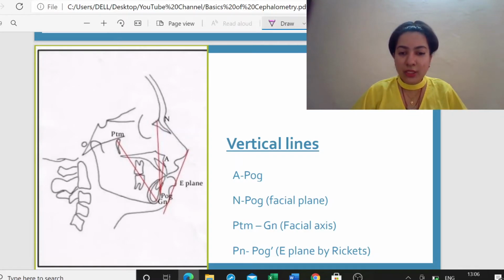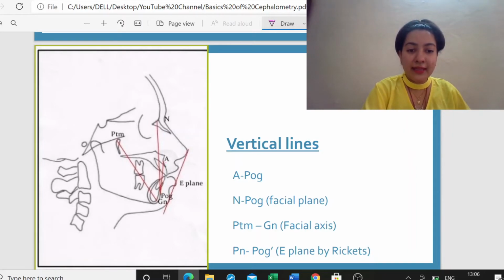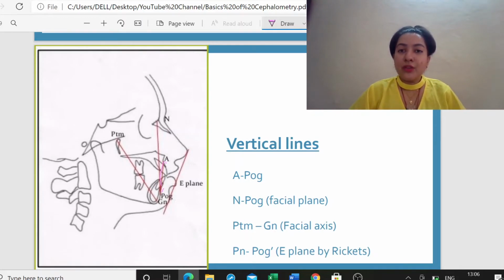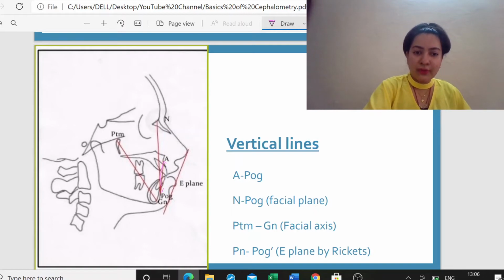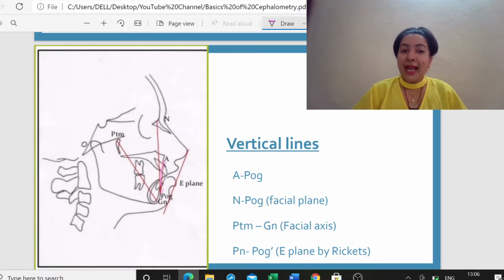The first line which we see over here is an APOG line. APOG meaning point A is used, and if you move down, it touches down to Pogonion. So when two landmarks, that is point A and Pogonion, are used, we get a vertical line which is known as an APOG line. Okay. The next vertical plane is your N Pogonion. Simple as the landmark represents, it runs from nasion and ends up at pogonion. And this NPOG vertical line is known as your facial plane.